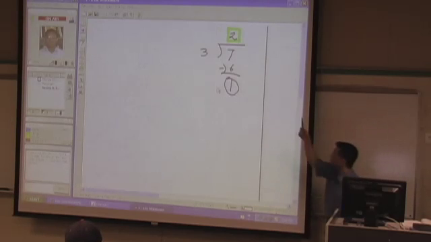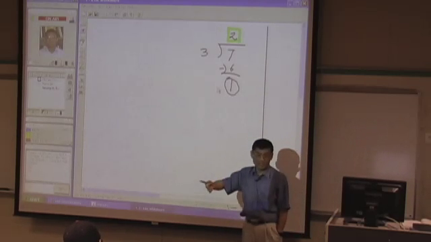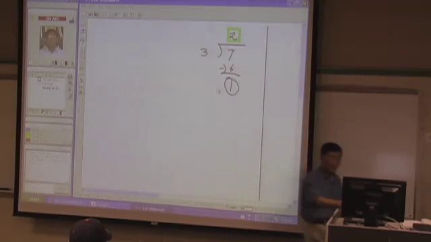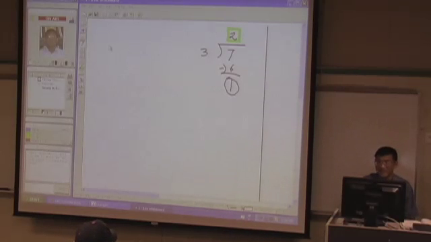And then these two numbers, 7 and 3, are given by the teacher, right? So let's write it in equation form instead of this calculation form. 7 and 3 are given by the teacher, then all you need to find is the quotient and the remainder. These are required, right?